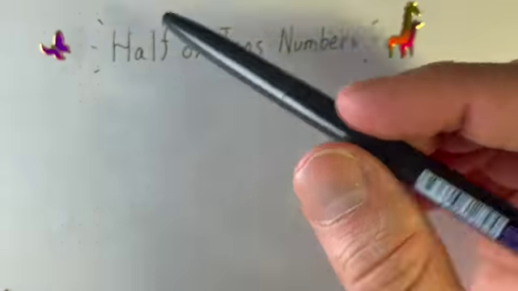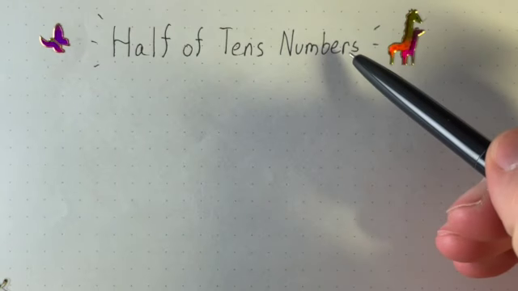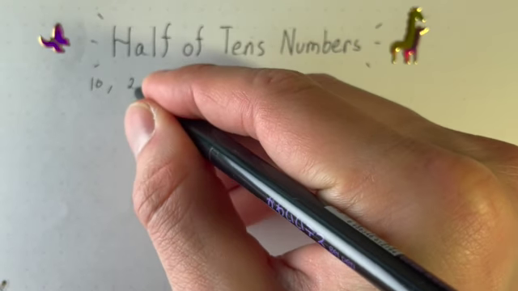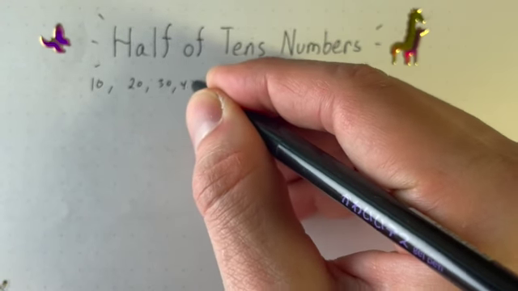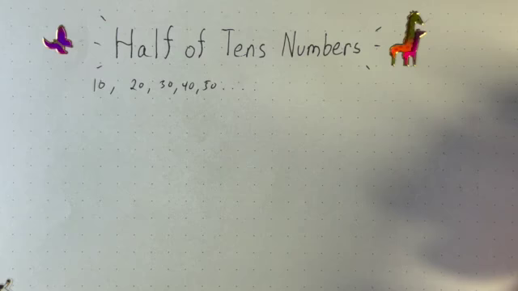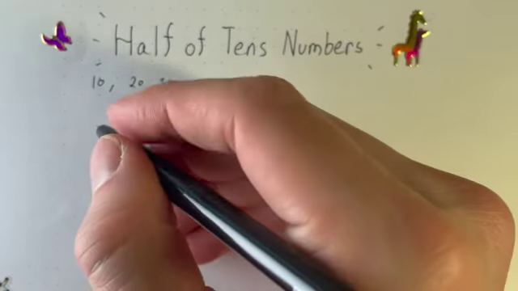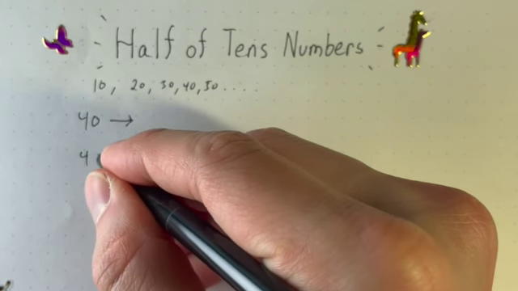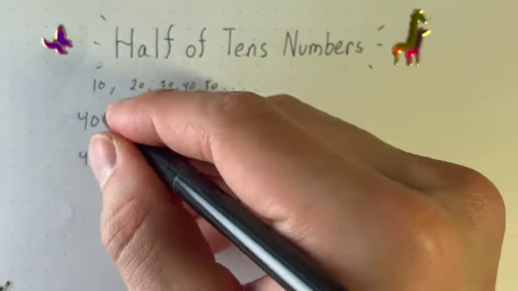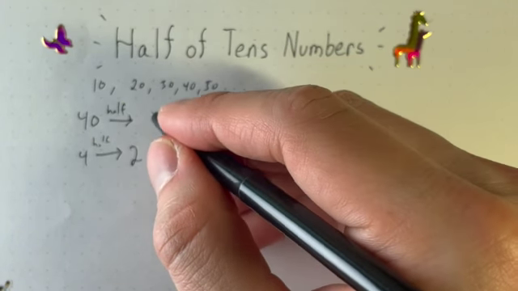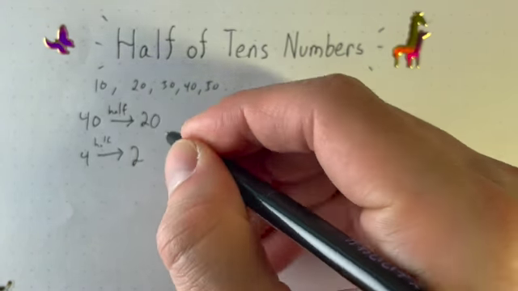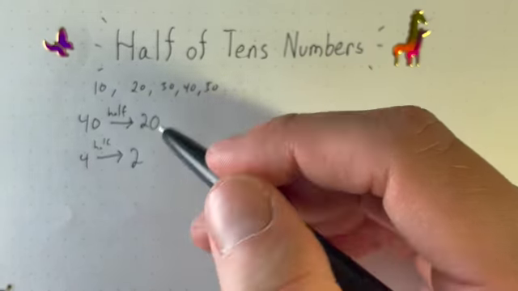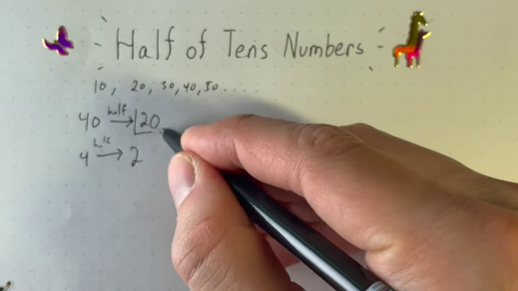Hi guys, for this lesson, we're going to take half of tens numbers. And when I say tens numbers, I'm talking about multiples of 10, like 10, 20, 30, 40, 50, and so on. First, we'll start with the simpler ones. So if I'm going to do something like half of 40, well, half of 4 is 2, so half of 40 will be 20. And you can kind of see, oh, well, 40 is 4 tens, half of 4 tens is 2 tens, and 2 tens is 20.